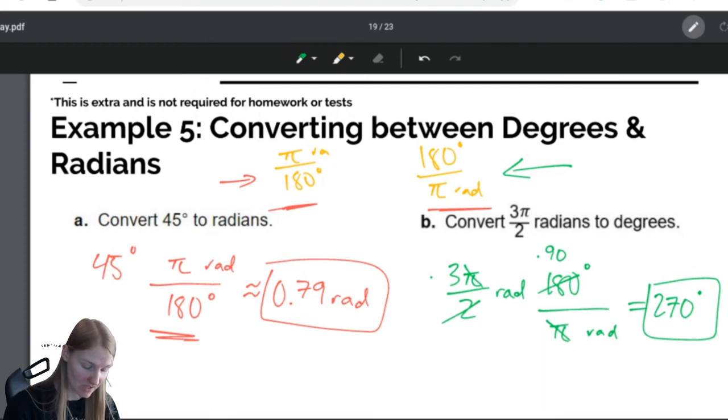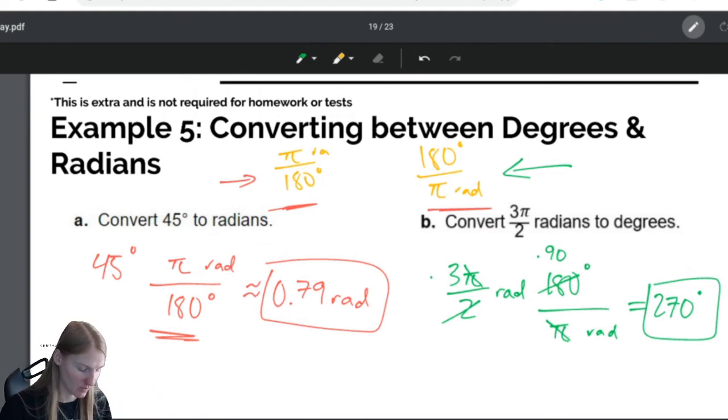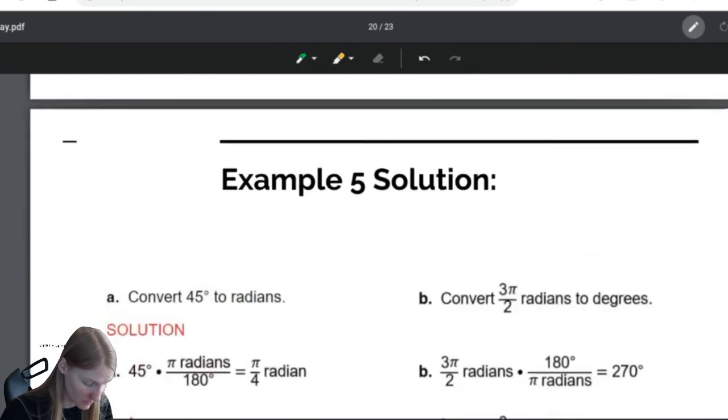Ta-da! So yeah, cancel out what you can. It makes the problem easier for yourself. Okay. Alright, we have one more extra example. Oh, well, let's check our answers first.